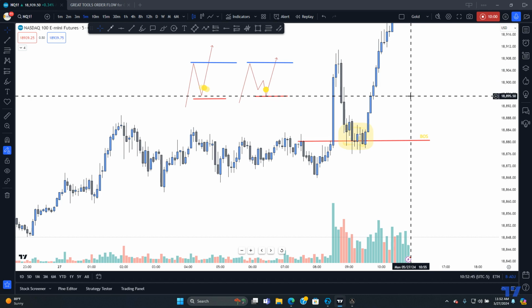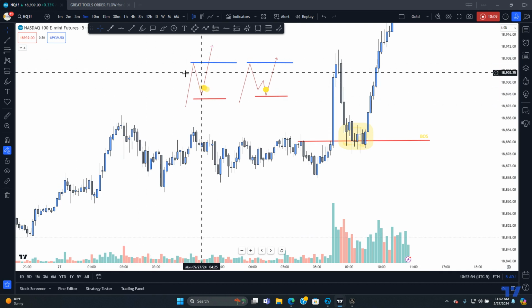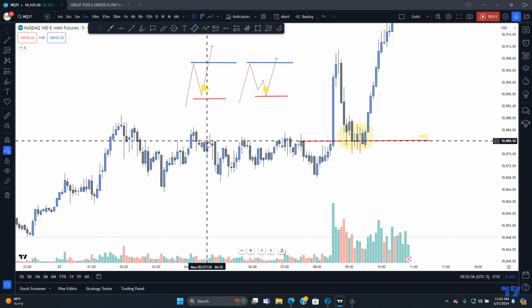My playbook. I put this into my playbook. You could also do the same thing as well. And you could take the same setup to the downside as well. Same concept, same application to the downside.